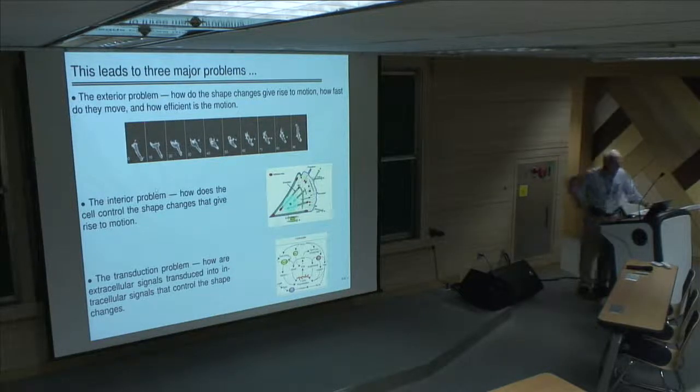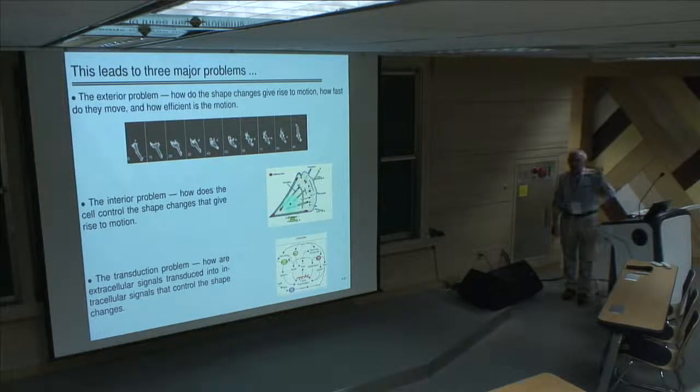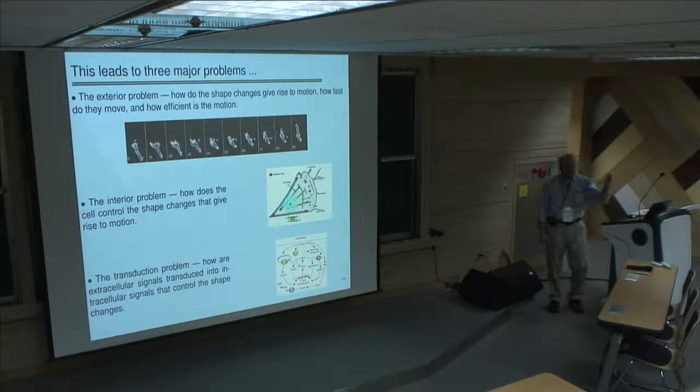That is, how does the cell actually control the shape changes? I mean, these are not just random shape changes that it's undergoing in order to move. Somehow the cell is controlling them, and when there is an attractant in the environment, the connection between the exterior and the interior problem is the transduction problem, where the cell receives a signal on the outside via receptors, etc., somehow transduces that into an intracellular signal.